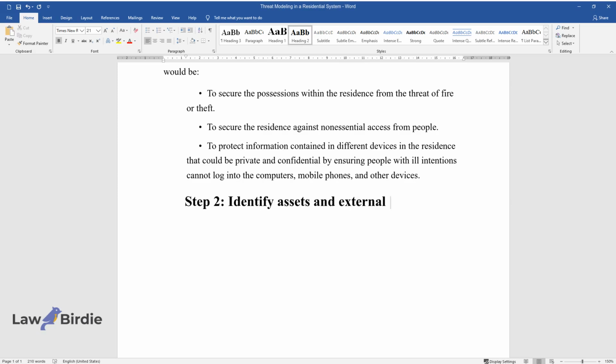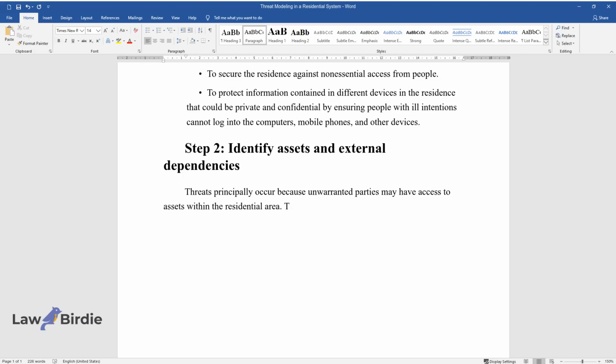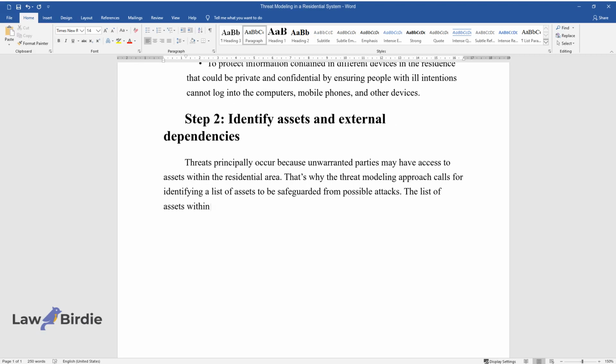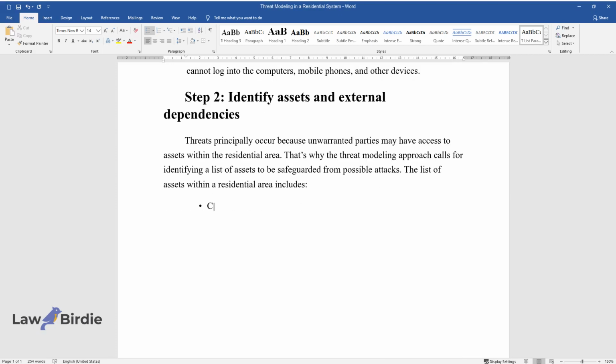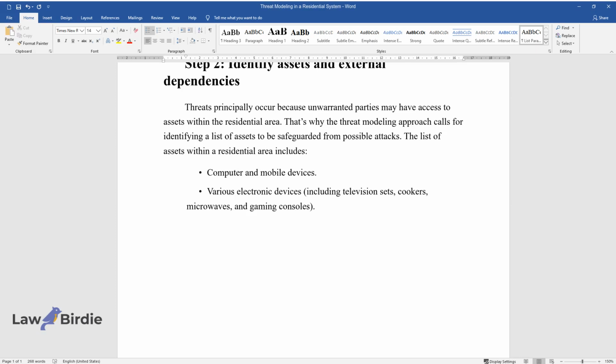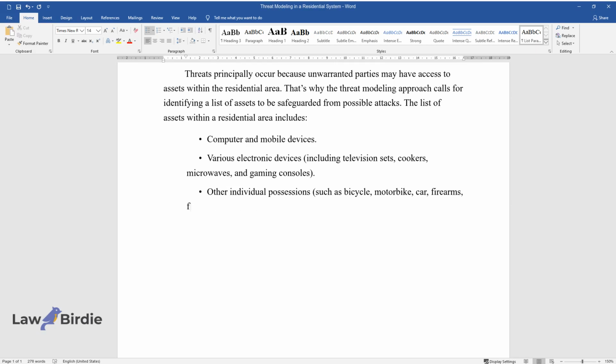Step 2. Identify assets and external dependencies. Threats principally occur because unwarranted parties may have access to assets within the residential area. That's why the threat modeling approach calls for identifying a list of assets to be safeguarded from possible attacks. The list of assets within a residential area includes computer and mobile devices, various electronic devices, including television sets, cookers, microwaves, and gaming consoles. Other individual possessions include bicycle, motorbike, car, firearms, furniture, jewelry, and equipment for repairs and exercise.